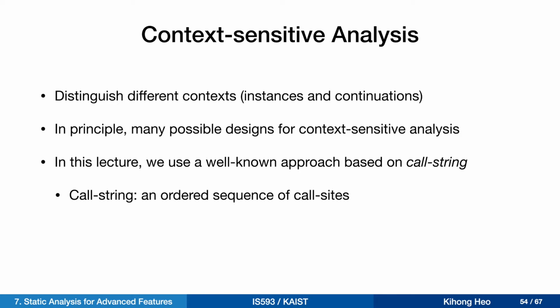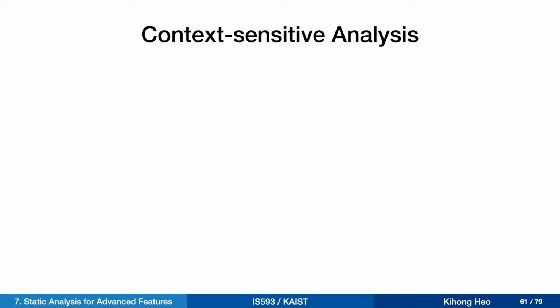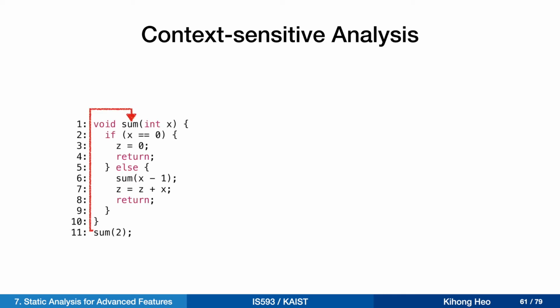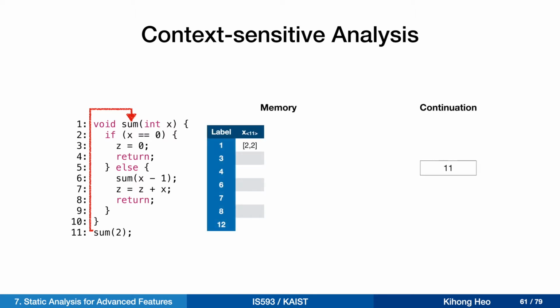Okay. A call string is an ordered sequence of call sites. So we will use this ordered sequence of call sites as a representation of a context. What does that mean? Okay, then let's see the same example here. But now, instead of merging all the continuations and instances into a single element, we will differentiate all of them. Okay. So after the function call at line 11 here, we will have this continuation and the abstract memory. Okay. Here I omit the instance and environment because they are rather trivial.